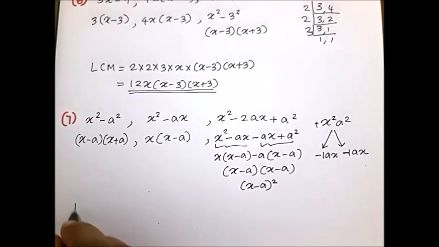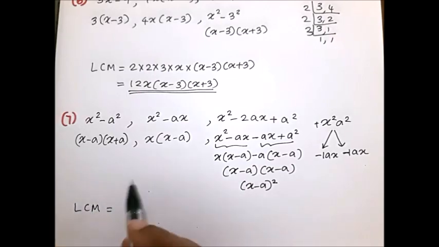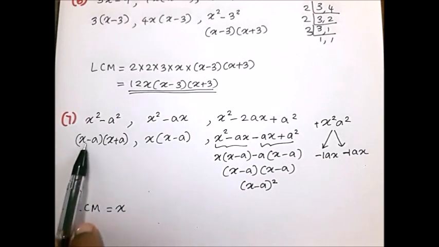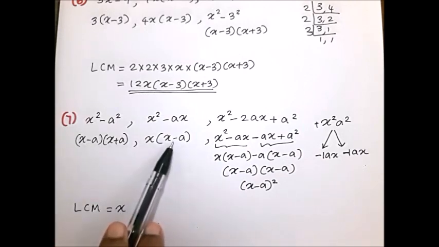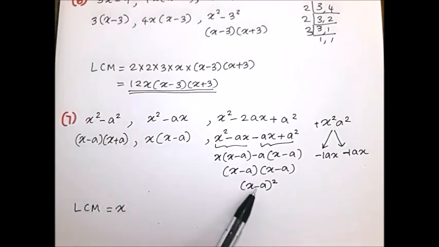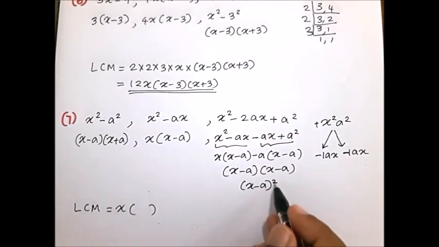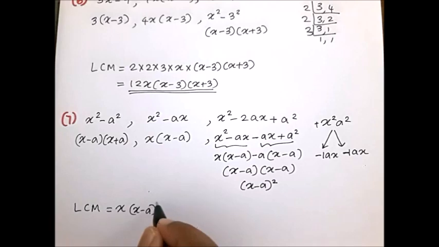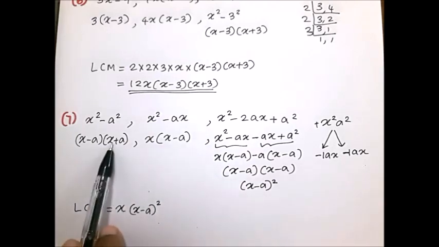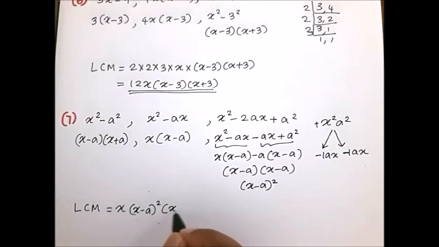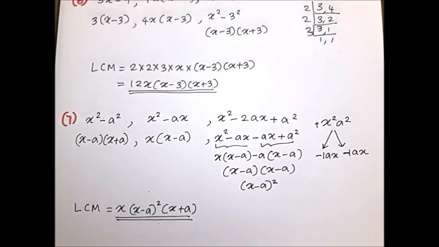Now write the LCM of these expressions. First take this term x. Then x minus a here, and here x minus a, here x minus a to the power 2. You have to select the highest power. So select this one, x minus a to the power 2. And there is another different term, it is x plus a. You have to write each and every different term with the highest powers. So this is the answer for the 7th example.